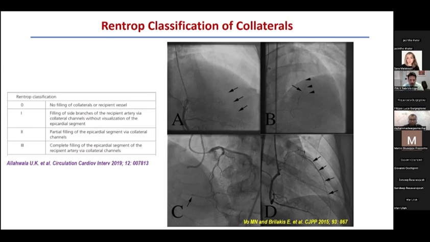Rentrop 0 is when we have no filling of collaterals. Rentrop 1 is a filling of side branches of the recipient artery via collateral channels, but without visualization of the occluded epicardial segment. In Rentrop 2, we have a partial filling of the epicardial segment via collateral channels, with visualization of the CTO in the distal part, and Rentrop 3 is a complete filling of the epicardial segment and also of the occluded coronary artery.